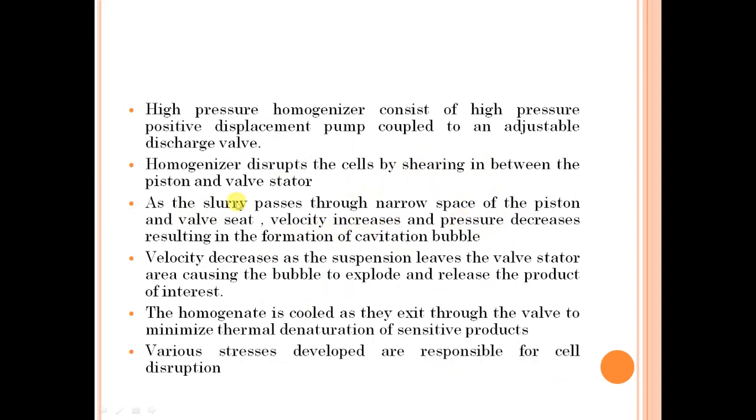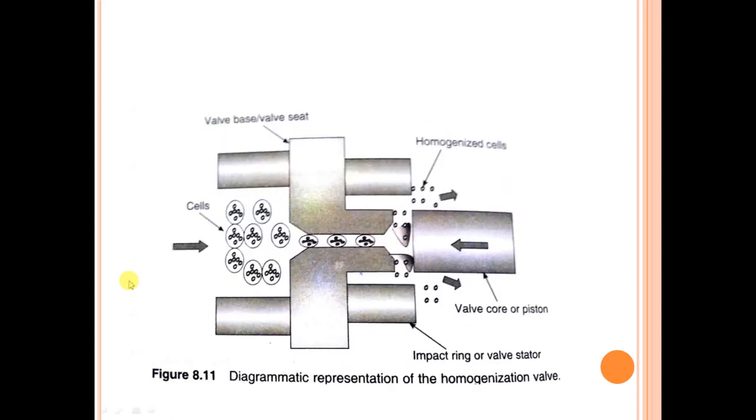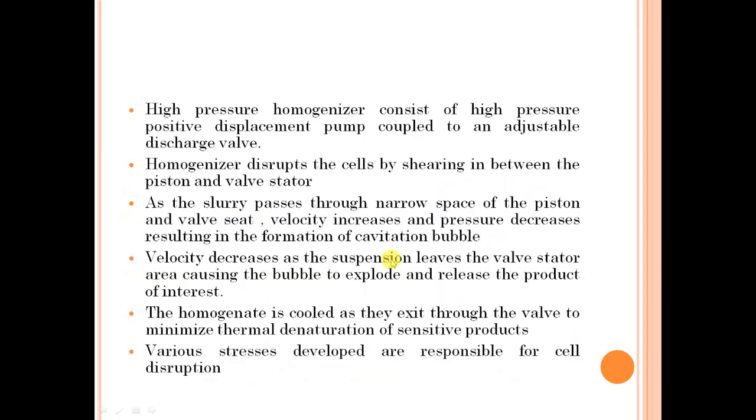So you can see there, when the slurry is passing through the narrow space, the velocity increases and the pressure decreases. So this leads to something called cavitation bubbles within the cell. Okay, so the cavitation bubbles are formed within the cells, and once the piston hits it, it explodes and the cell wall breaks and the products get released. So in this way it works.